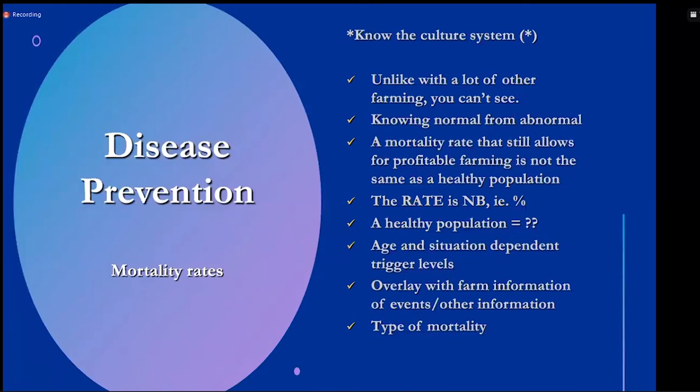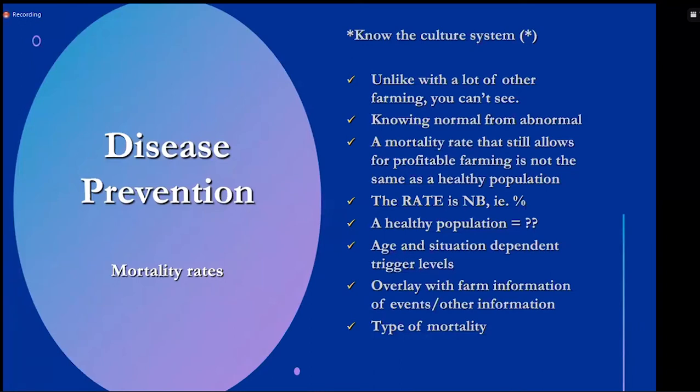I just wanted to talk a little bit about mortality rate. There's a big difference between what a lot of farms might accept as mortality rate and that their farm can still be profitable and they can still function and continue to do it and make money out of it, what I kind of call a farm economic mortality rate. That is a completely different number from what we look at from a health perspective.